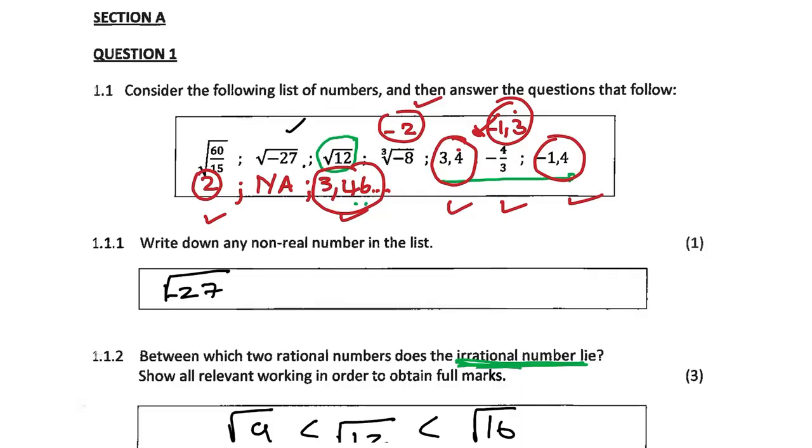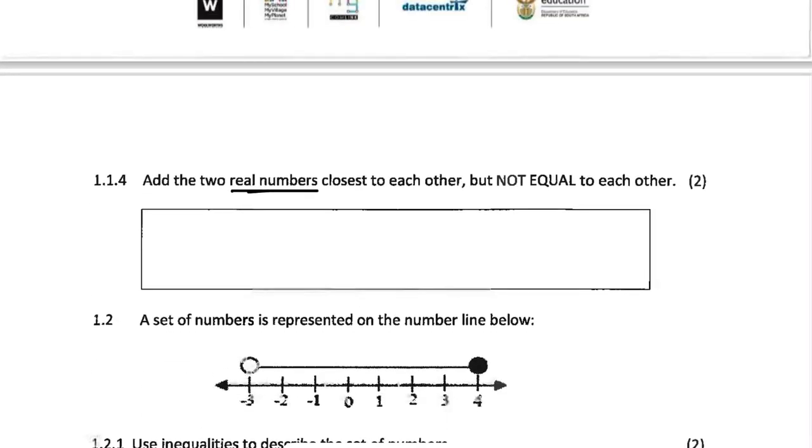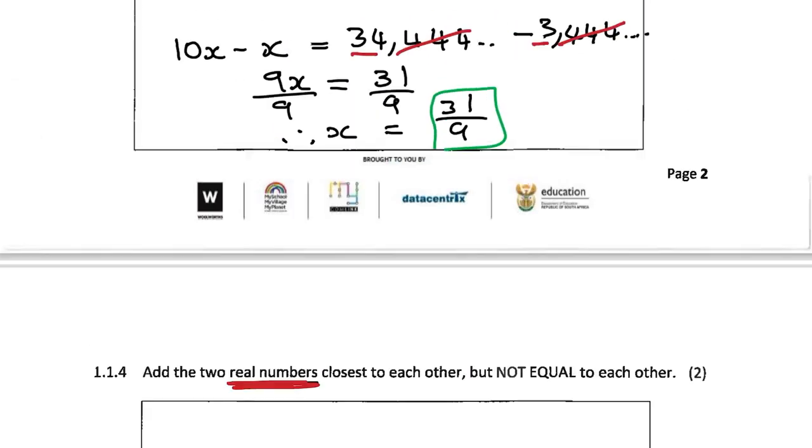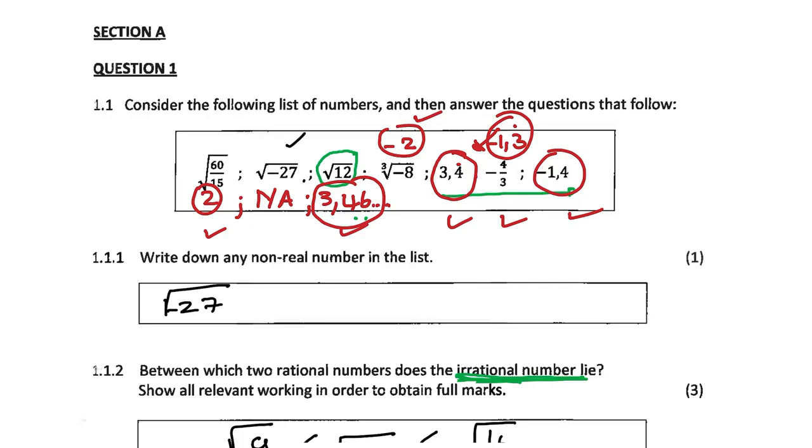Okay, so let's read the question again and understand what they really want. They say, add the two real numbers closest to each other, but not equal to each other. The ones that are really closest that I see are these two here, because those are real numbers. They did not talk about rational numbers. They just said real numbers. All the numbers that when you put on your calculator give you a valid answer are real numbers. So these are the two real numbers that are closest to each other.